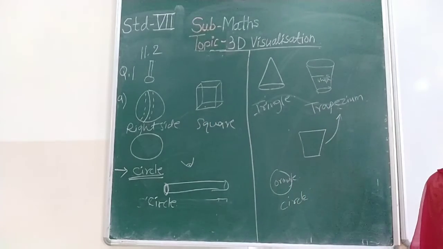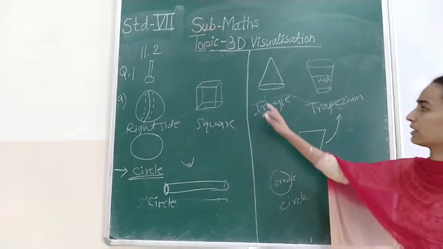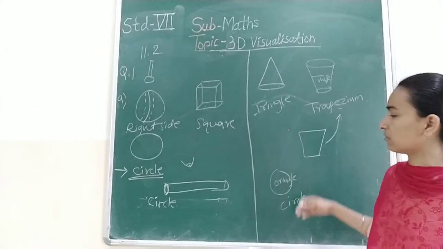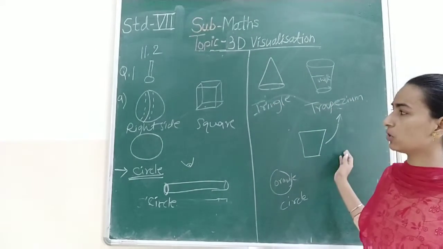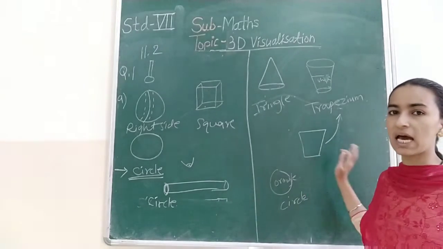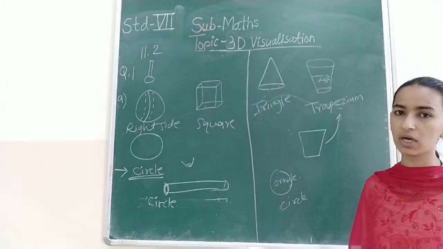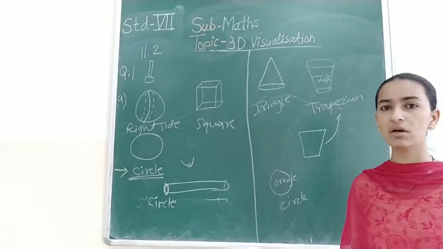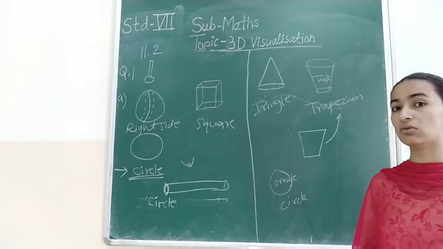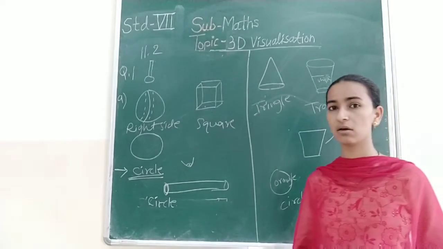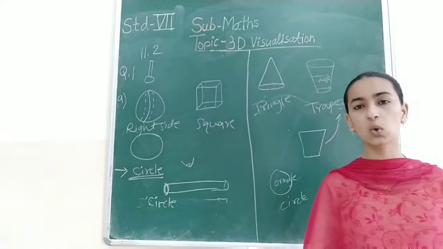And what about the triangle? Yes, square, circle. Then it is again a triangle. It is again a trapezium. It is also a circle. From both sides, left and right, the answers are the same. Okay. Understand the first question? We have to just imagine how they look.